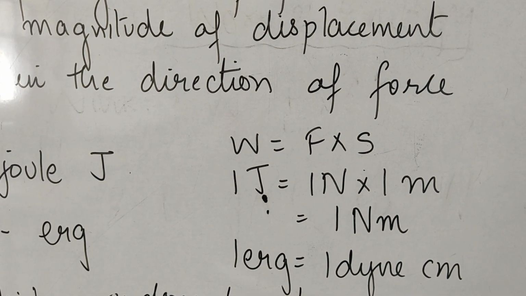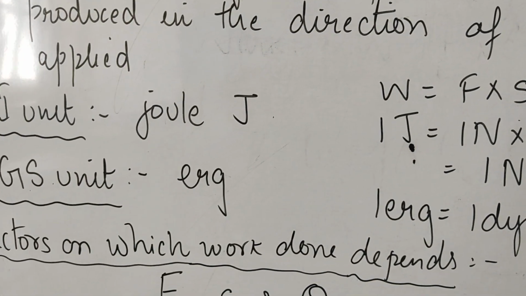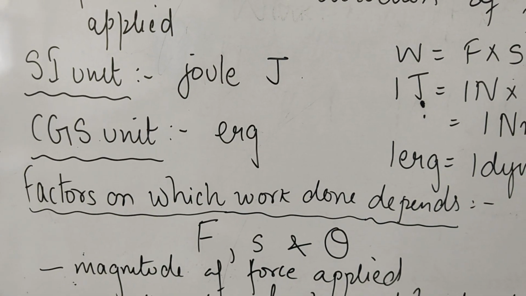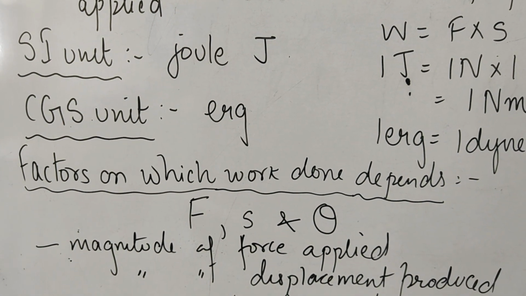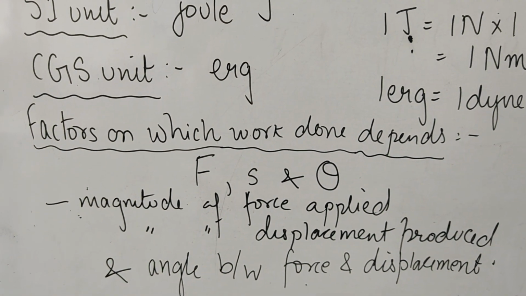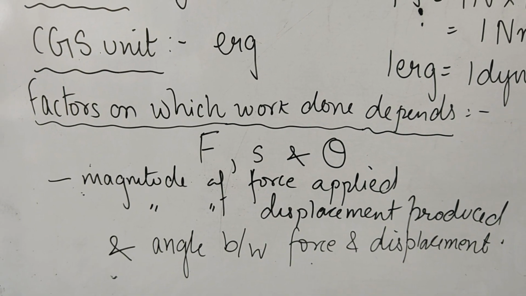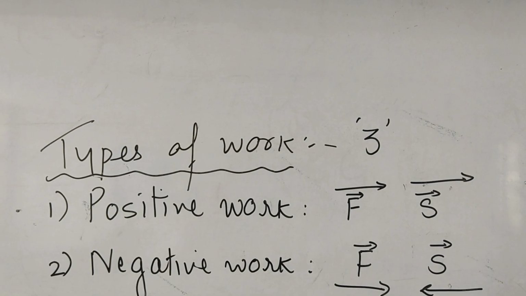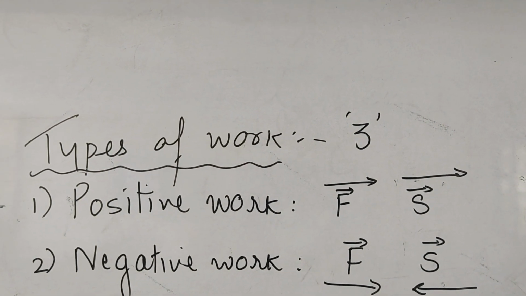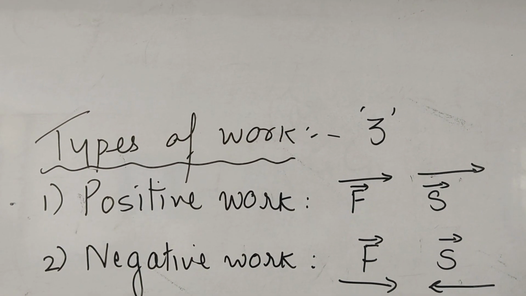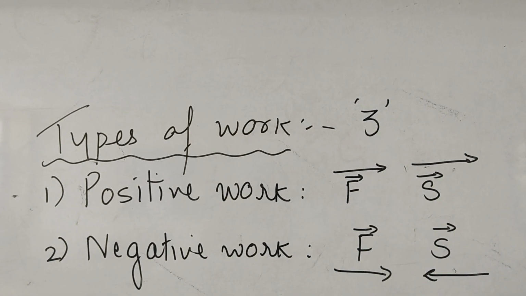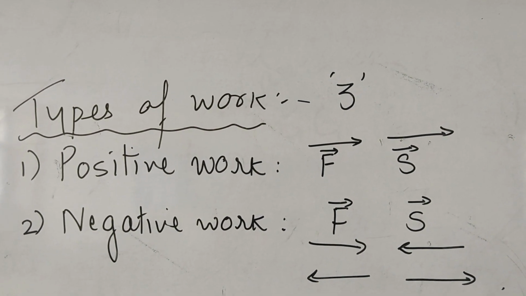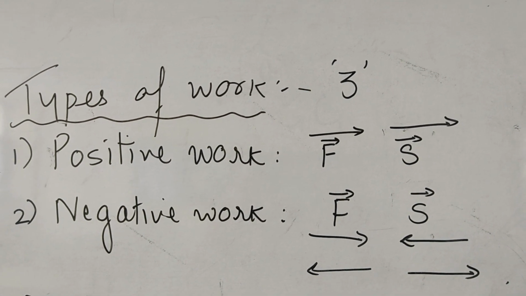Now let us see the factors on which work done depends. We know there are 3 factors: the magnitude of force applied, the magnitude of displacement produced, and theta, the angle between force and displacement. Depending upon these 3 factors, we have 3 different types of work. The first type is positive work. Positive work is said to be done when force and displacement are in the same direction.